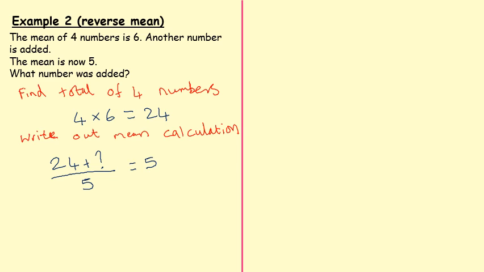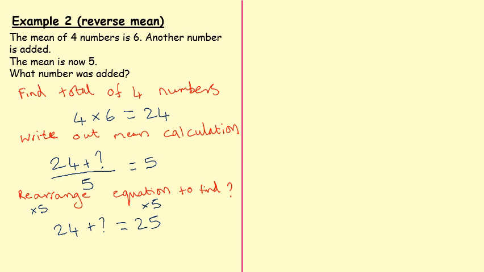So we're going to treat the question mark as if it were a letter, so it'd be (24 plus, say, x) divided by 5 equals 5. So we're going to rearrange this equation so we can work out what our missing number is. So our first step is to clear the fraction on the bottom of our left-hand side. So we're going to multiply both sides by 5, and that will leave us with 24 plus something equals 25.